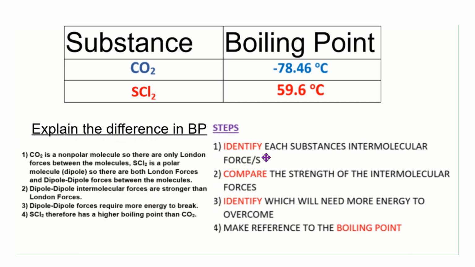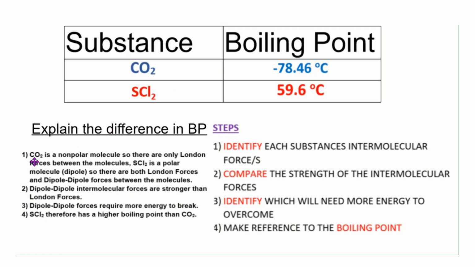So first of all, identify each substance's intermolecular force or forces. Now remember, everything has London forces. So carbon dioxide we know is a non-polar molecule. So it would be between a non-polar molecule and another non-polar molecule of CO2, and so that would be a London force. Now SCl2 is a dipole, and so as I explained in the previous slide, it would be dipole-dipole and it would have London forces.